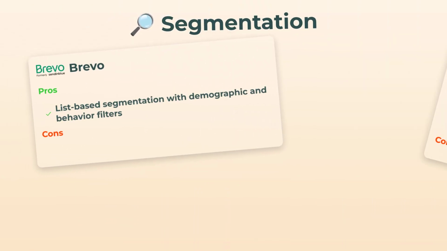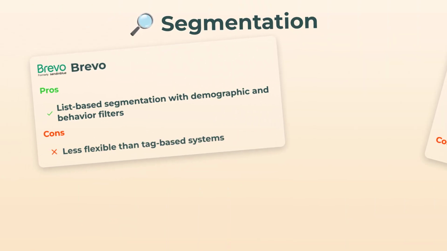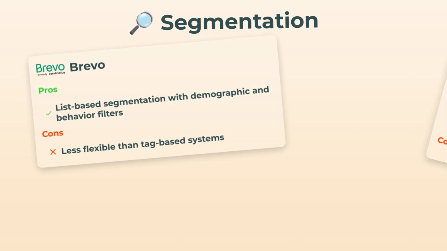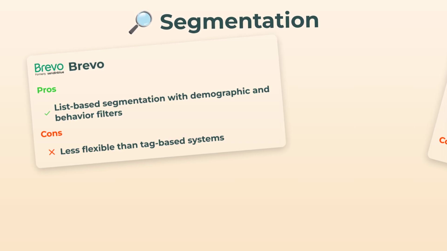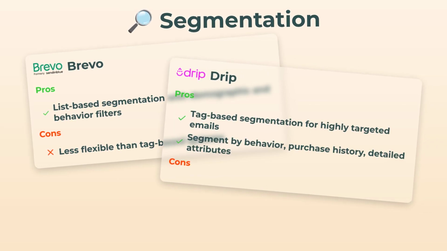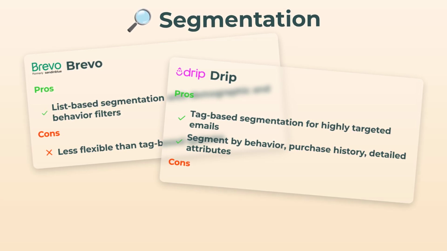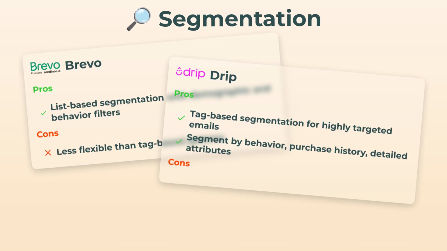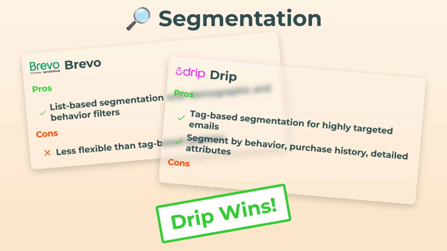Segmentation is next, and this is where Drip gets to shine. So Brevo covers the basics with list-based options. Filter by behavior, demographics, you name it. But it's a little rigid compared to tag-based systems. Enter Drip. You've got tag-based segmentation, so you can get super granular. Segment by how people shop, what they click, even weird little behavior quirks. Drip just makes it way easier to laser target those emails. So, segmentation round, Drip's got the upper hand.